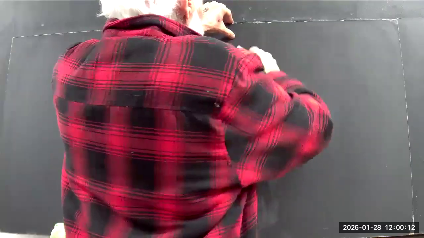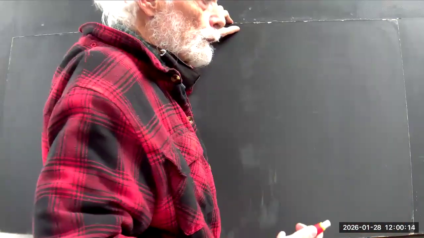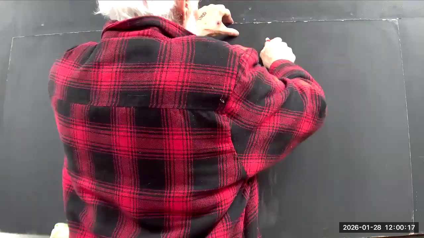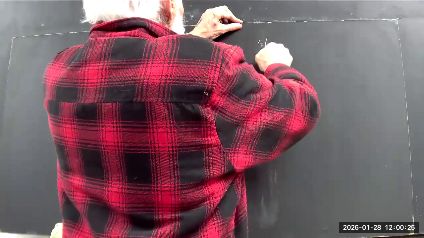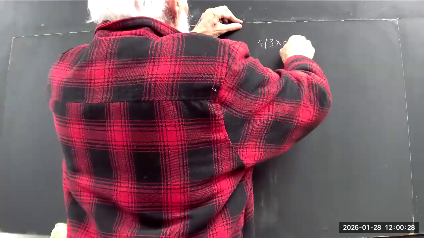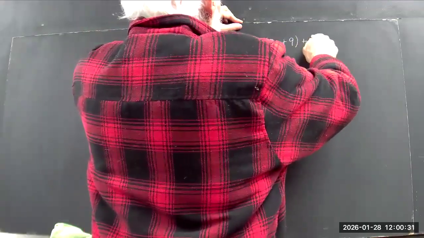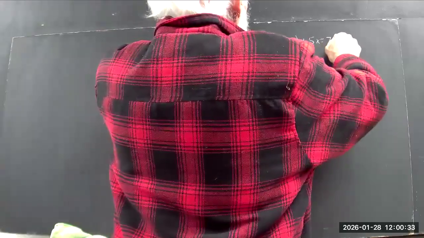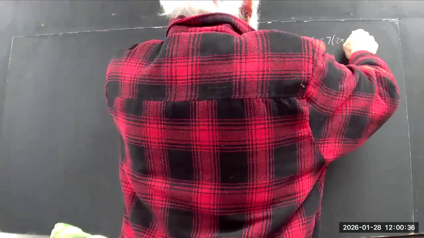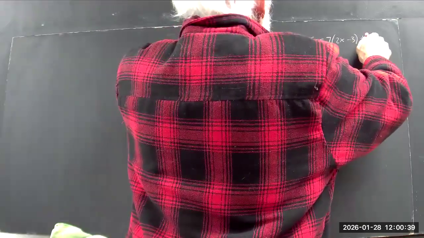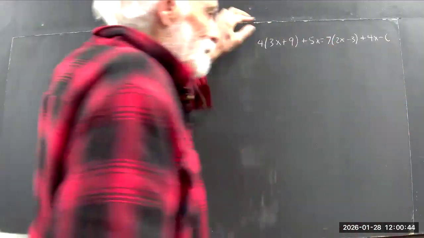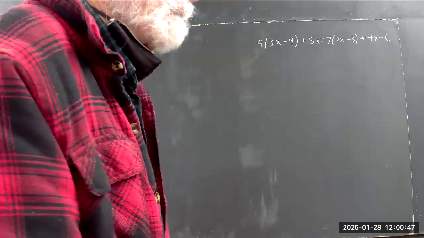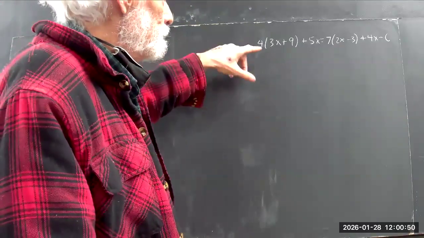Let's try this one. It's about as complicated as they're going to get unless we throw in fractions, and I'm not going to throw in too many fractions right now. We'll probably do one more involving fractions, provided we have time. So let's take 4 times (3x plus 9) plus 5x equals 7 times (2x minus 3) plus 4x minus 6. Bunch of terms here, but things simplify. So keep your wits about you.